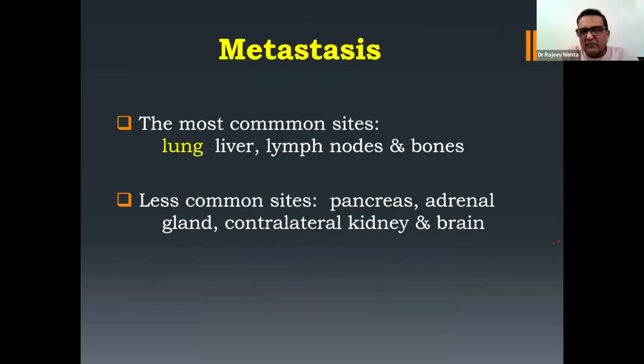Regarding metastasis, the most common metastasis from RCC is seen in the lung. Second is, of course, the liver, lymph nodes, and bones. Less common sites include the pancreas, adrenal gland, contralateral kidney and brain.